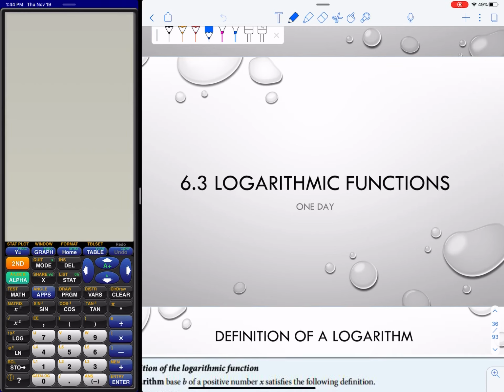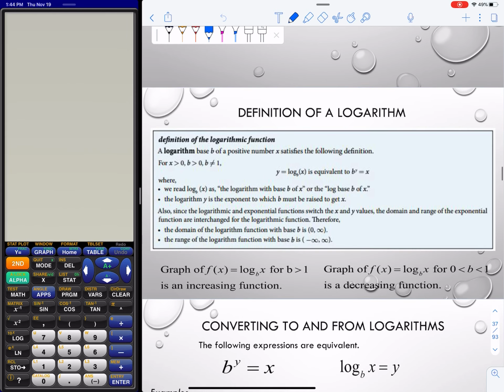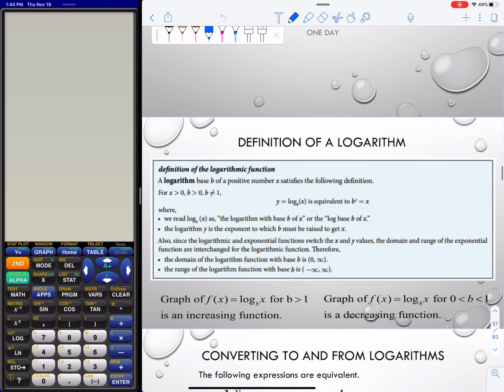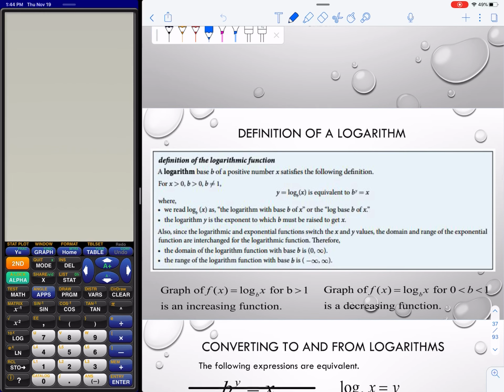All right, guys, so next thing we're going to take a look at is 6.3 logarithmic functions. This is going to be, to an extent, a review of what you guys have already had in Algebra 2, but we're going to expand upon a couple of things as we go forward in this unit. So start with our definition of a log.